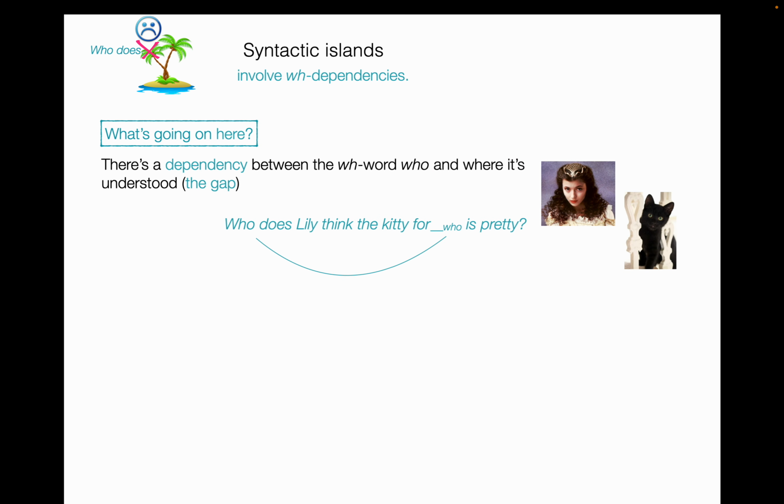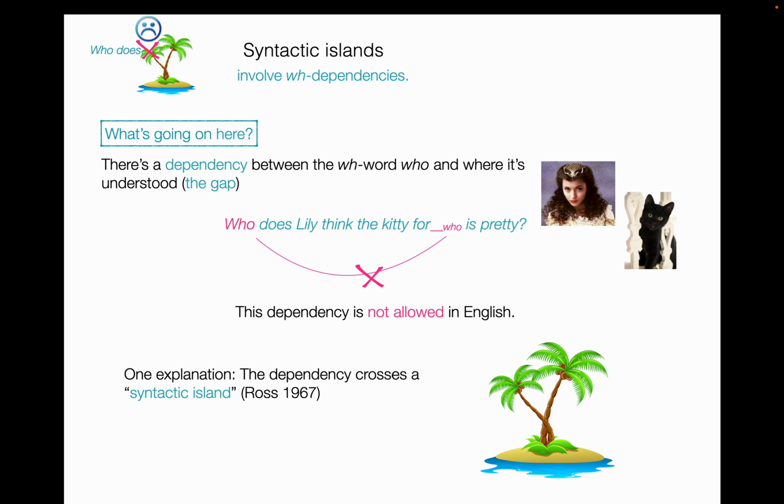Well, one answer is that there's a dependency between the WH word who and where it's understood after for, the kitty for who, which we sometimes call the gap, right? That dependency is not so good. It's not allowed, it's really dispreferred, however you like to think about this in English. And one explanation is that the dependency crosses what's called a syntactic island. And there's this little metaphor.